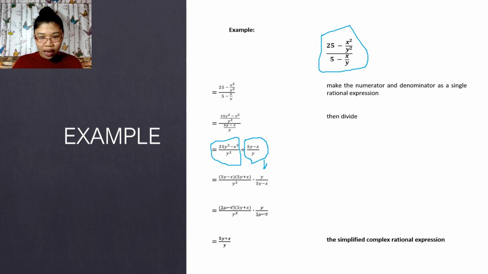So we can cancel out 5y minus x, and we can also cancel y, so y and then y squared, we have a remaining y here. So our final answer is 5y plus x over y.